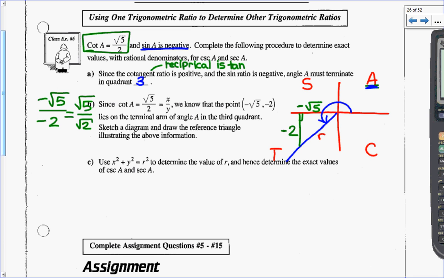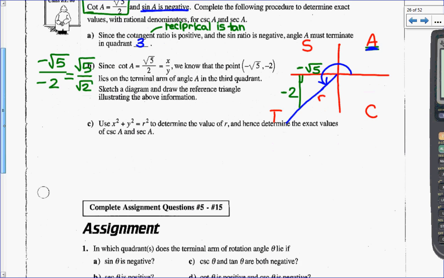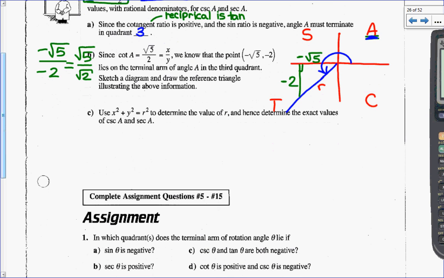Now it says to us, sketch the diagram and draw the reference triangle illustrating the above information. So this is the reference triangle that we drew, the 90-degree triangle. Then it wants us to label that point. We know that this point is on there, so those would be the coordinates of this point: negative root 5 for our x value, and negative 2 for our y value. Part C asks us now to use the Pythagorean theorem to determine the value of r, and then to determine the exact values again of cosecant A and secant A.